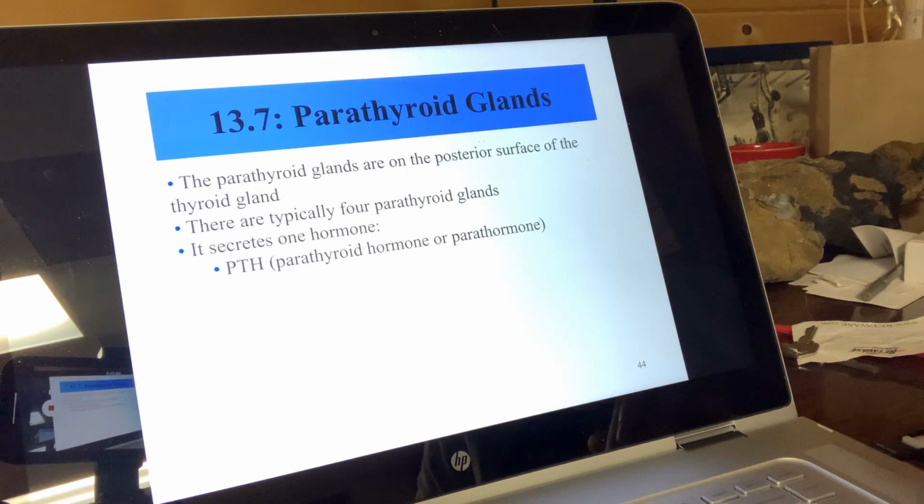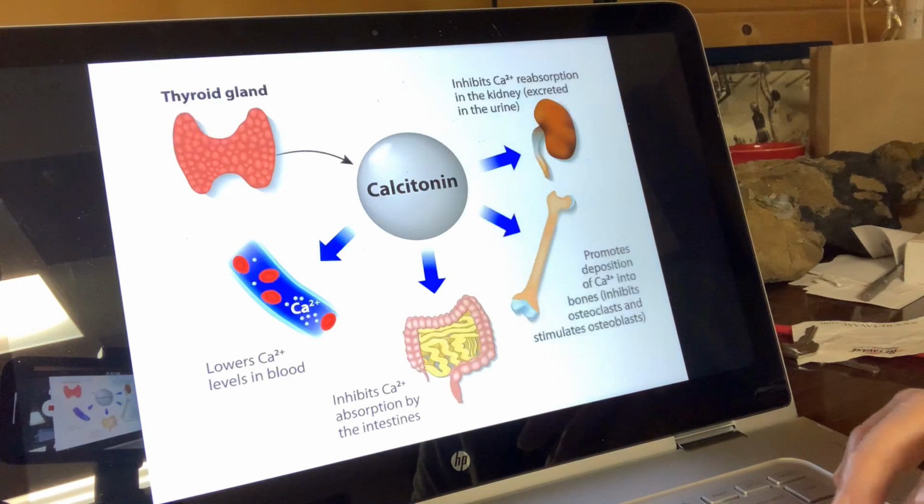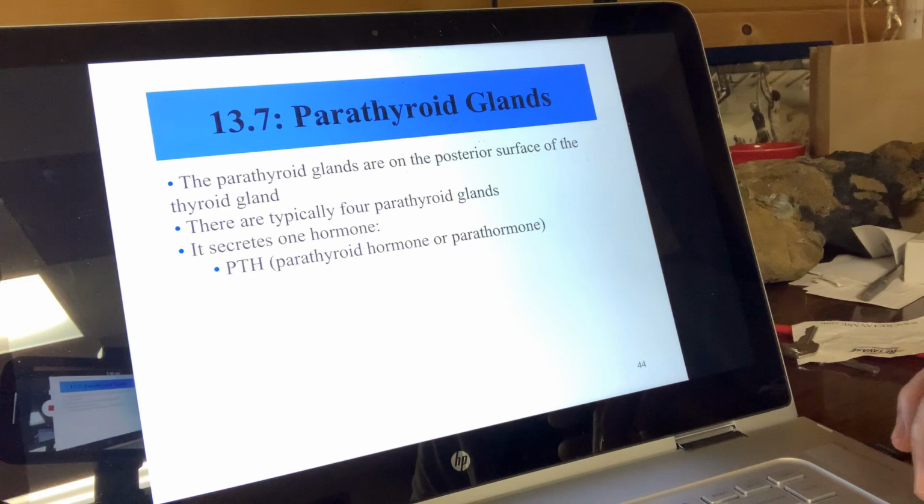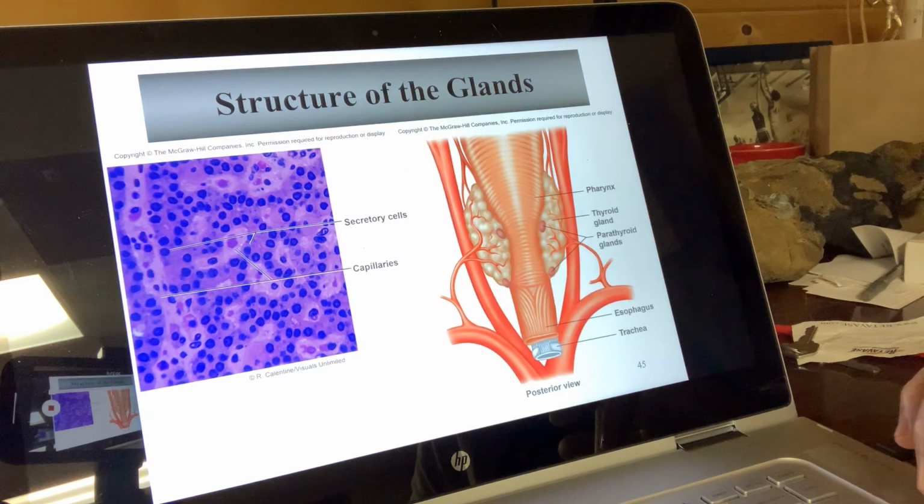The parathyroid glands are the glands that do the opposite of what calcitonin does. The parathyroid glands are usually 4 small glands that sit on the posterior aspect of the thyroid gland. They secrete one hormone, parathyroid hormone. If calcitonin is produced in response to high calcium levels and it lowers calcium, parathyroid hormone responds to low calcium levels and raises calcium.